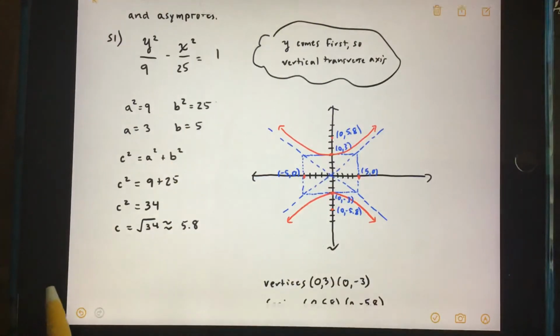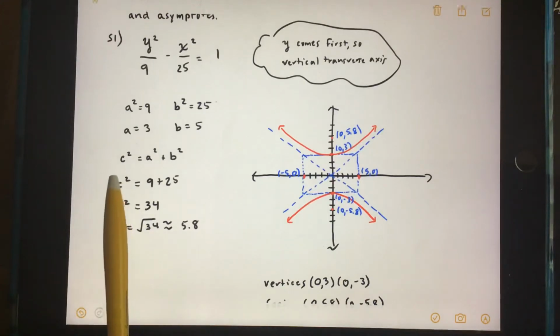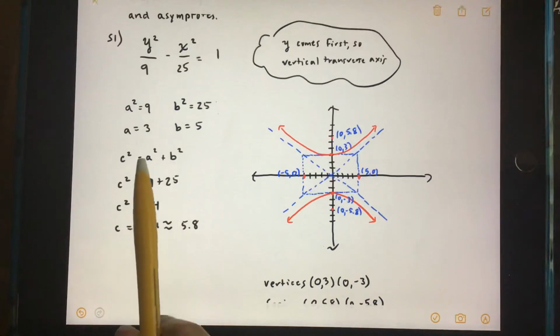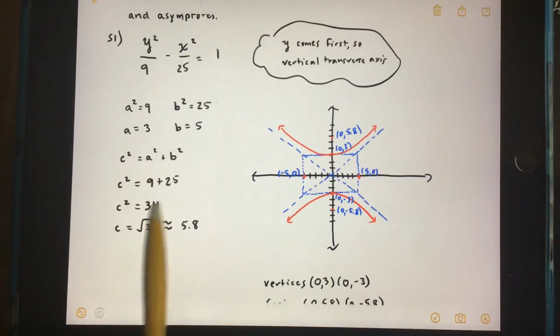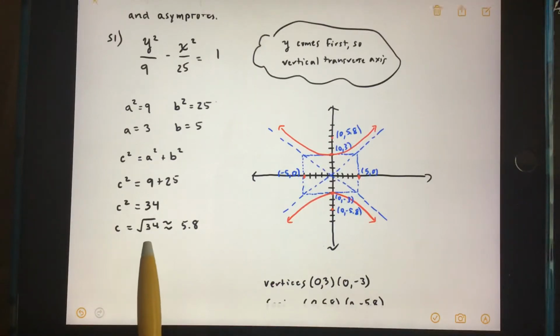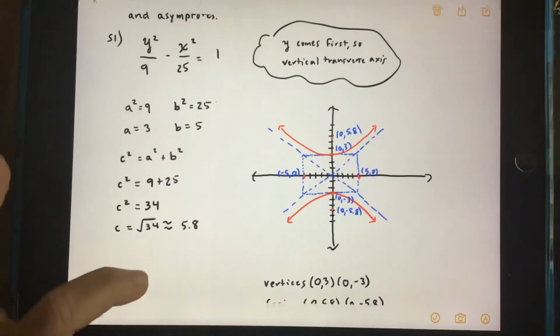Now let's figure out our c, which is going to be the number we're going to use for our foci. So remember, for a hyperbola, the Pythagorean theorem is the relationship between your a, b, and c. So c squared equals a squared plus b squared. Plug in your numbers for a squared and b squared, 9 and 25. Add them up, get 34. Your c squared is 34. The square root of c squared is c, which is the square root of 34, which is about 5.8. Okay, so now we're ready to make our graph.